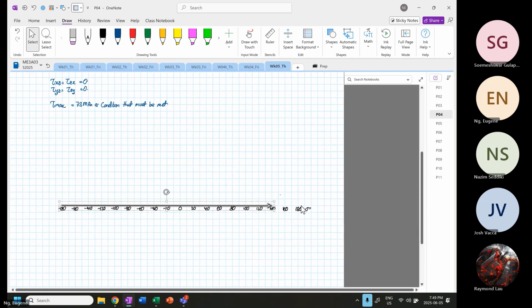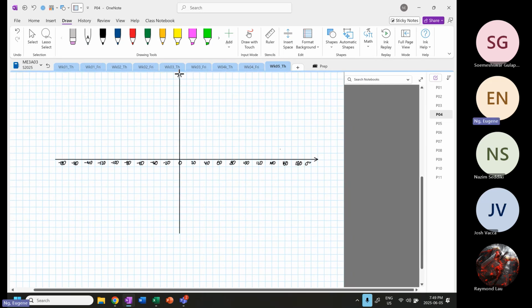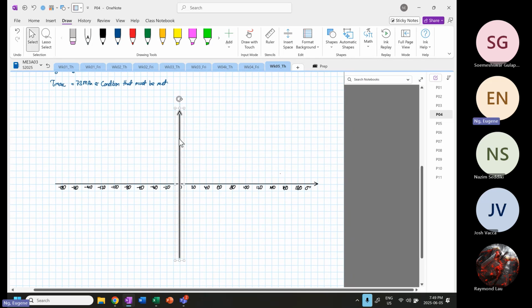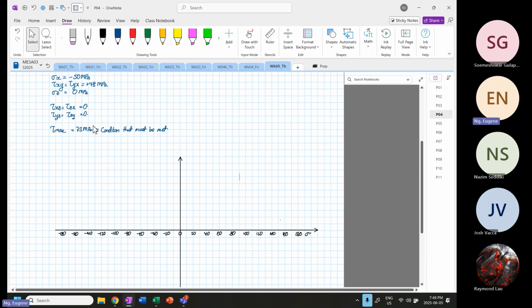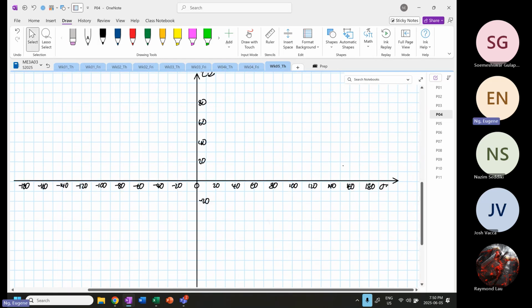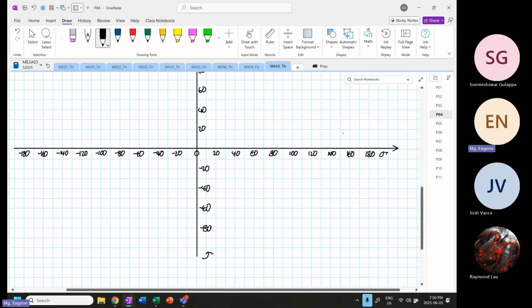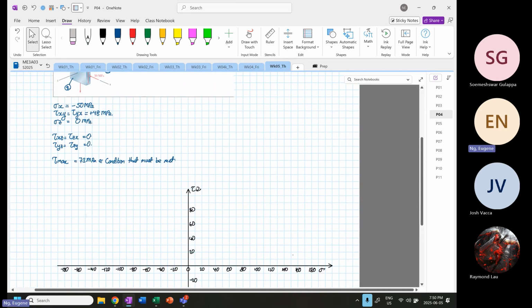So from here, I'll draw a new one. And then we're going to sketch our shear. So for the shear, we don't need to go more than 73. We are given that 73 is maximum. So 20, 40, 60, 80. So this is rotate clockwise. Minus 20, minus 40, minus 60, minus 80, anti-clockwise.